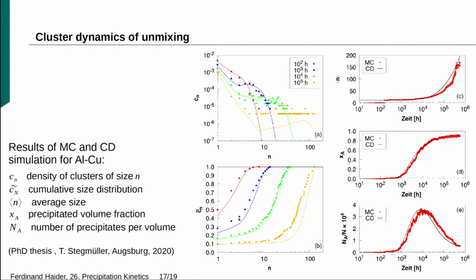Here, that's this cumulative size distribution, and here you see the average size. Always solid line, the result from the cluster distribution, the points here from the Monte Carlo. Here the precipitated volume fraction, which approaches 1, and here's a number of clusters per volume.